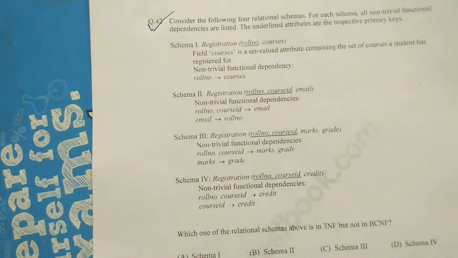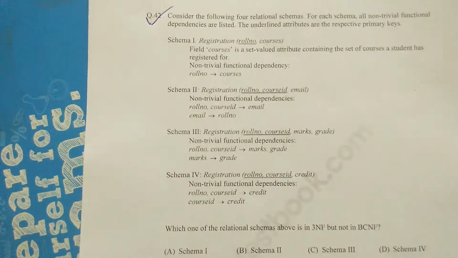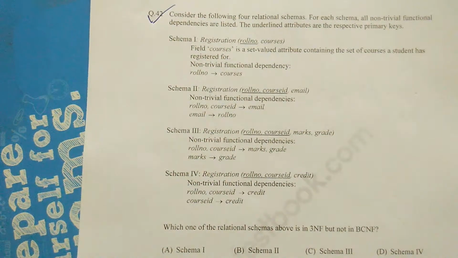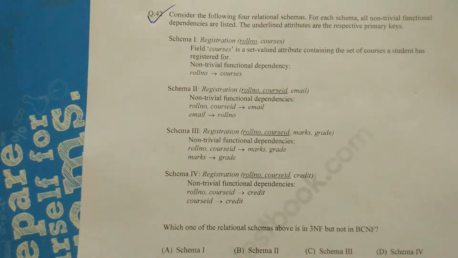Question number 42, which is from DBMS, and it is from normalization form. Okay, I'm reading out this question for you. They have given four schemas, and they want to know which of the following schemas is in 3NF but not in BCNF.